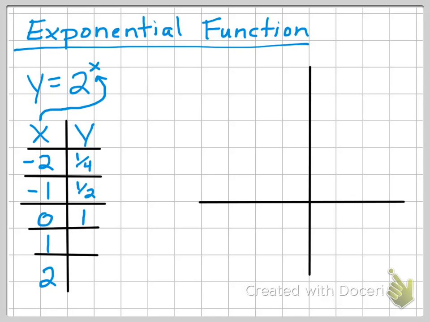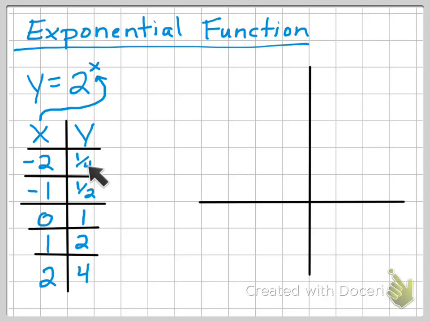Okay, so then when I put the 1 in, 2 to the first power is 2, and when I put the 2 in, 2 to the second power is 4. So now I have my 5 points again.